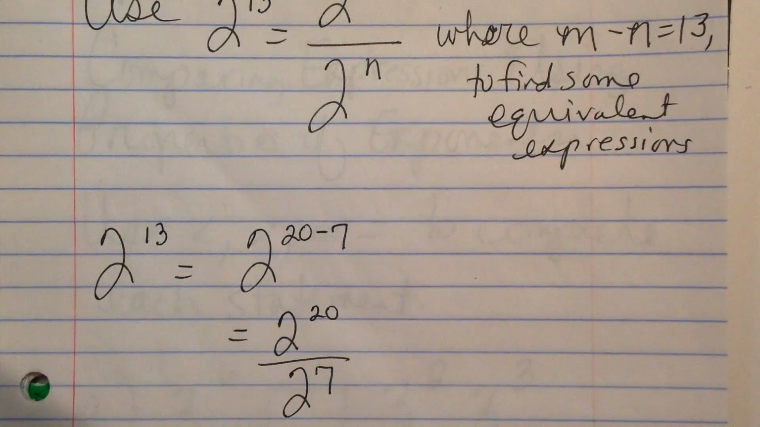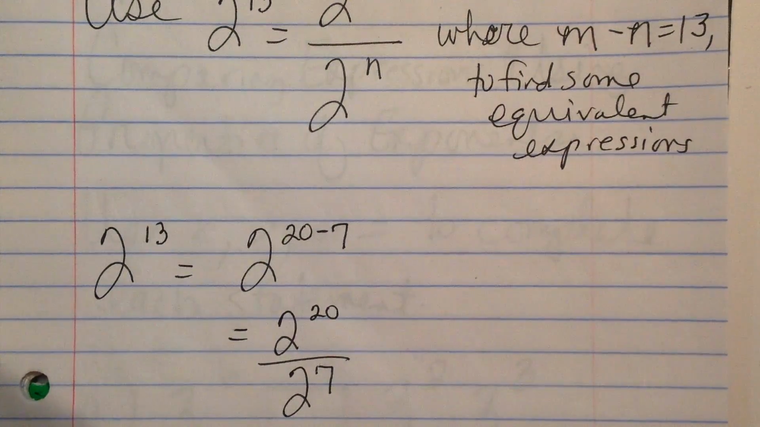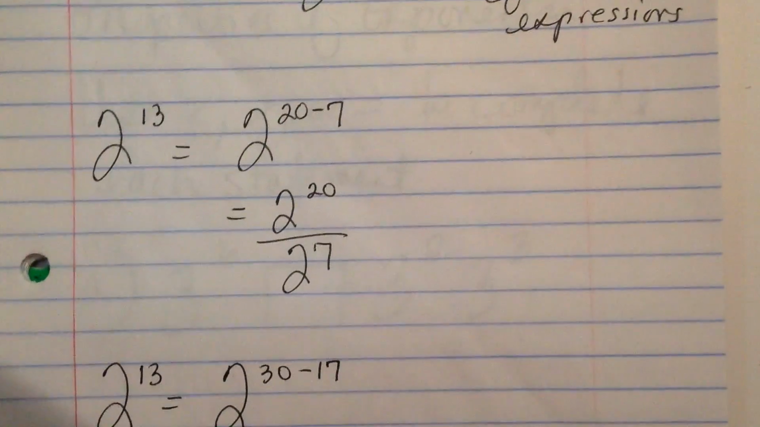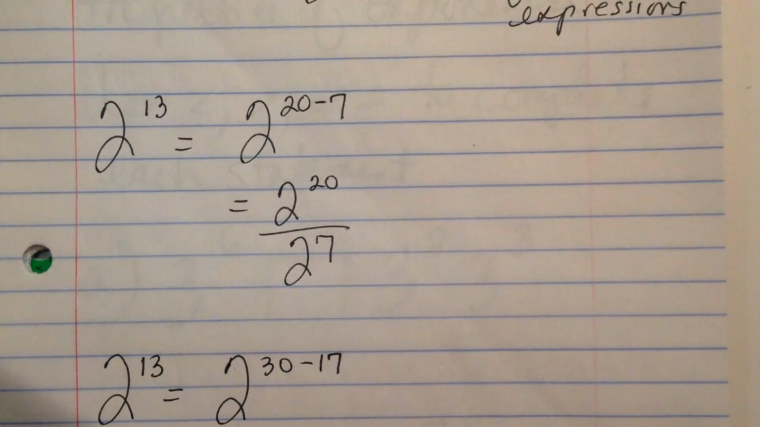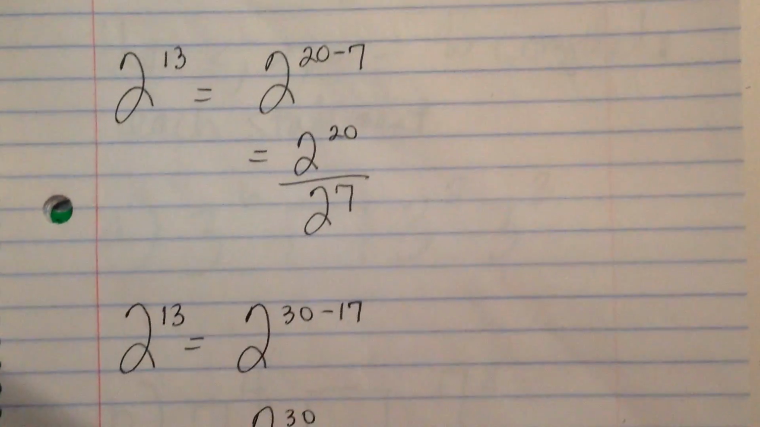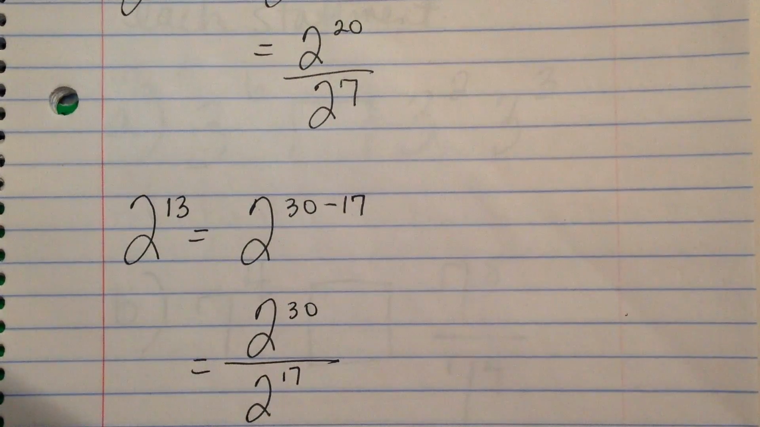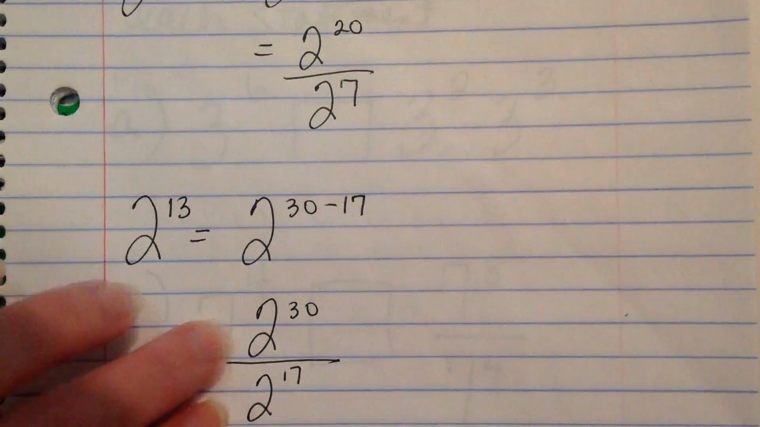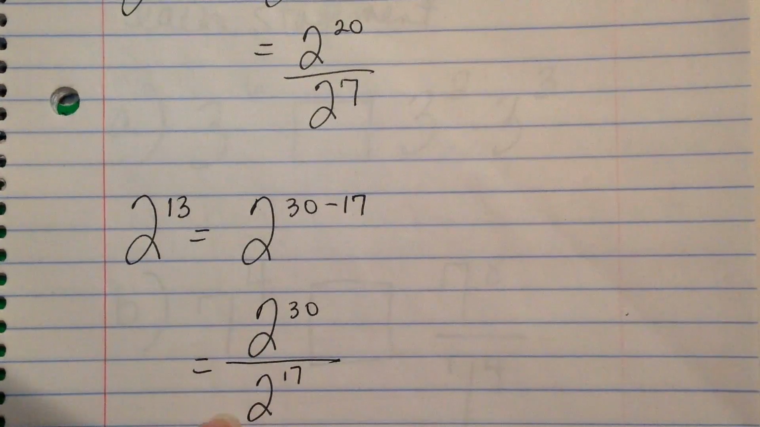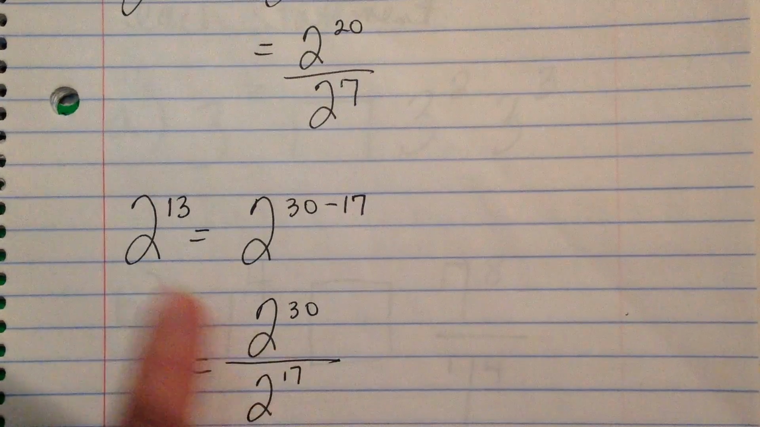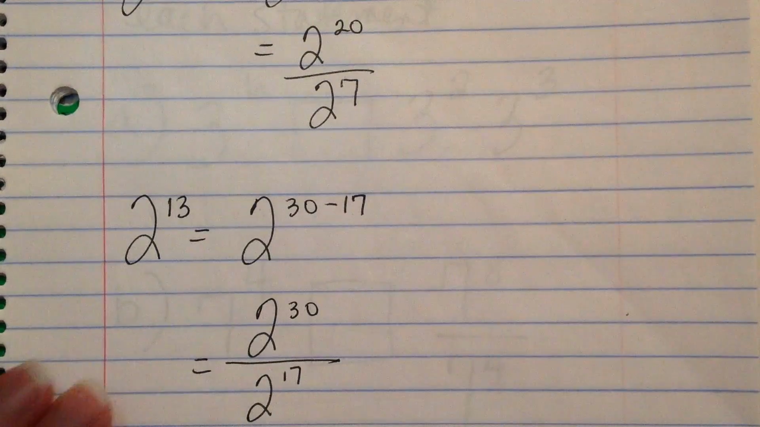Choosing another pair of numbers that subtract to give you 13, I've chosen 30 minus 17. So I put 2 to the 30th in the numerator and 2 to the 17th in the denominator. This is also a problem where, when you divide like bases, you subtract exponents. 30 minus 17 would give you 2 to the 13th.